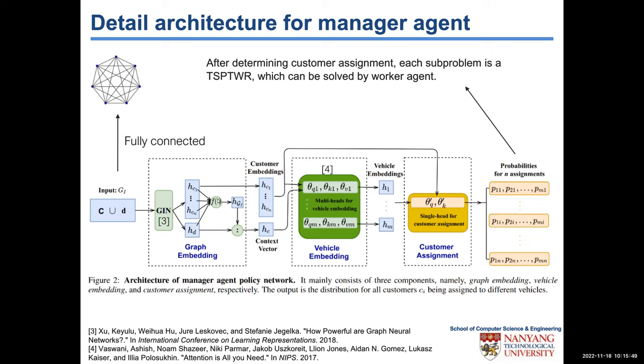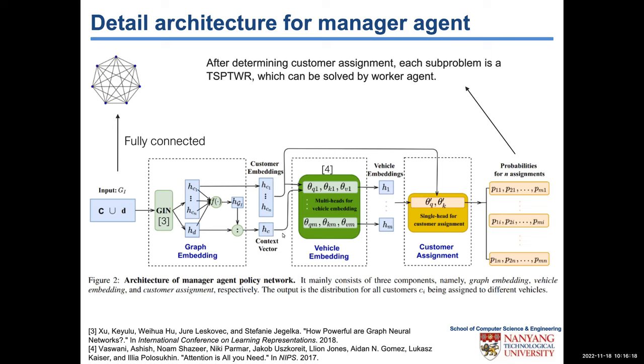And we use a merge function, a readout function here, to merge the embeddings of the customers and depot to get a vectorized embedding for our problem. So the HGI is the embedding for our problem. And then we concat the depot embedding with the problem embedding to form our context vector, right? So this is our learned customer embeddings and context vector.